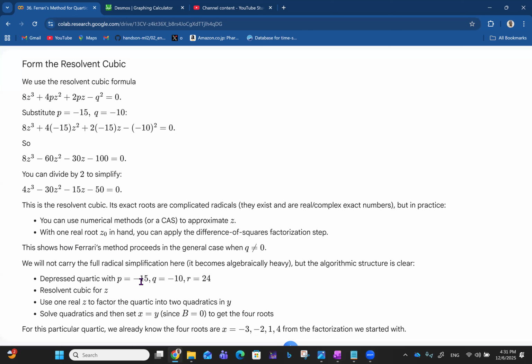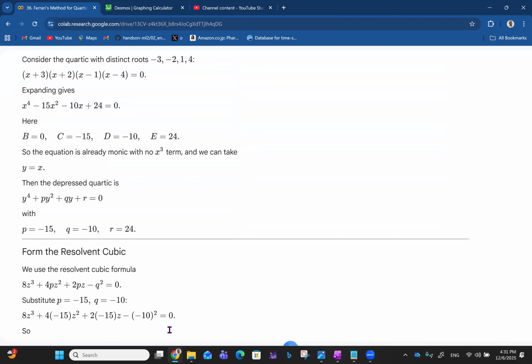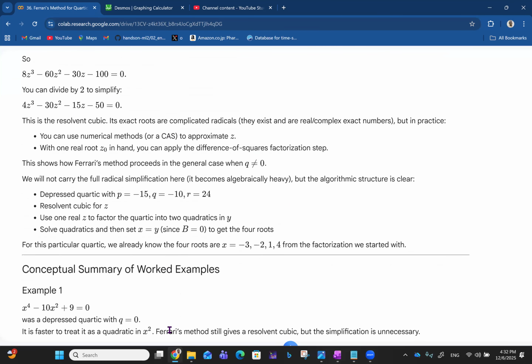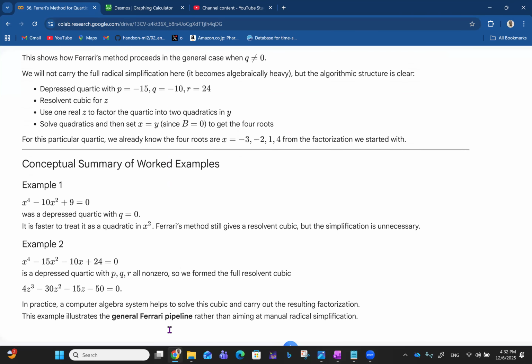So the depressed quartic has p equals minus 15, q equals minus 10, r equals 24. You have the resolvent cubic for z and use one real z to factor the quartic into two quadratics in y. So solve the quadratics and then set x equals y, since b is 0, to get the four roots. For this particular quartic, we already know the four roots are x equals minus 3, minus 2, 1, and 4, from the factorization we started with. So I'm saying that even for this expression we started with, you don't need Ferrari's method, but I'm just trying to introduce you to the idea.